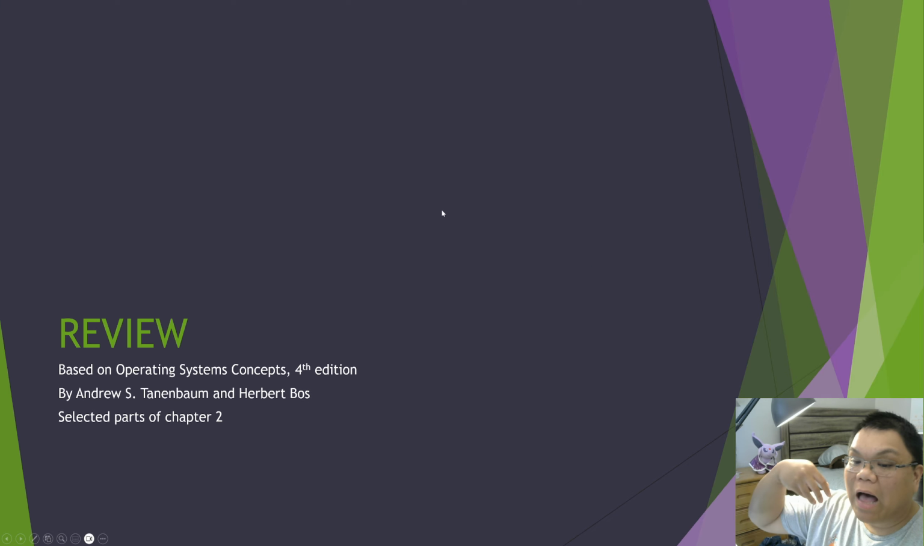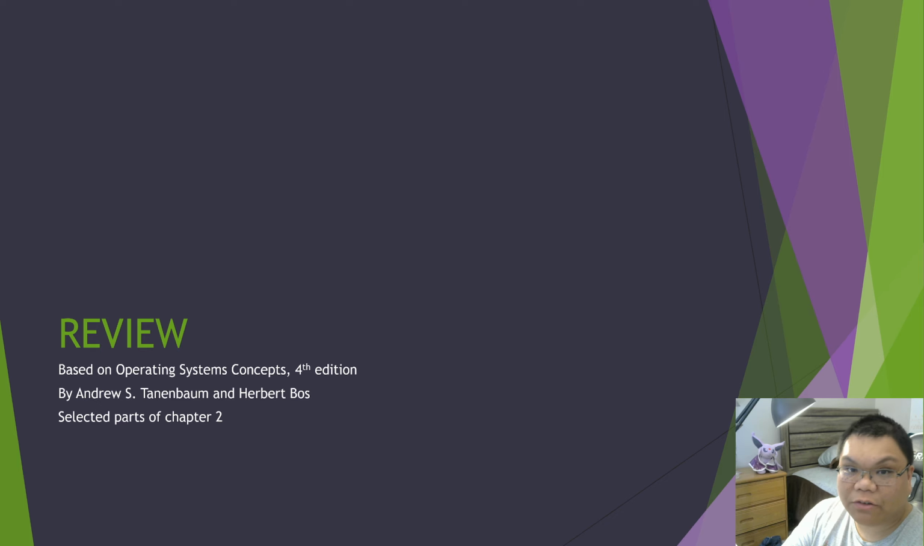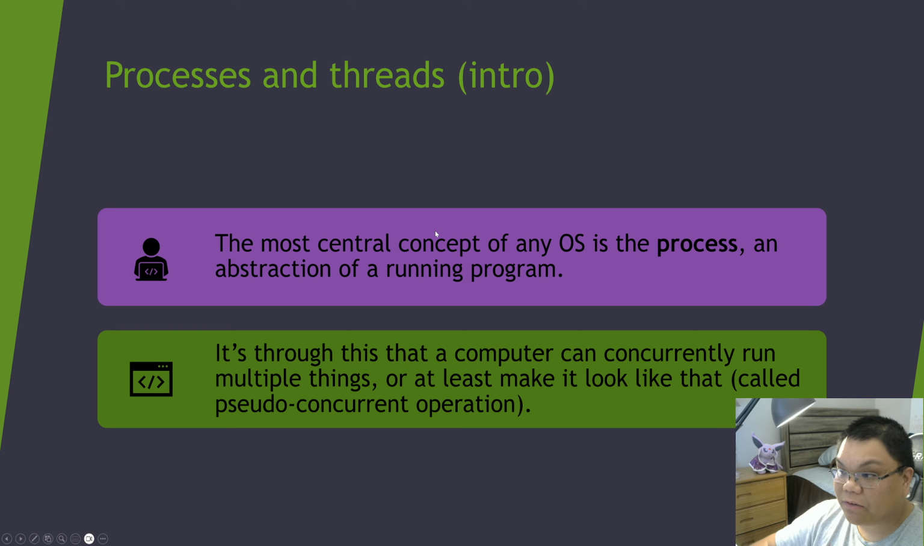So basically, review of processes and threads and the challenges that they bring when you introduce multi-threaded programs to a computer system. So, the most central concept of an operating system is the process. This is an abstraction of a program that is running, and yeah, you're going to have multiple programs running at once. So how is your computer able to do all that?